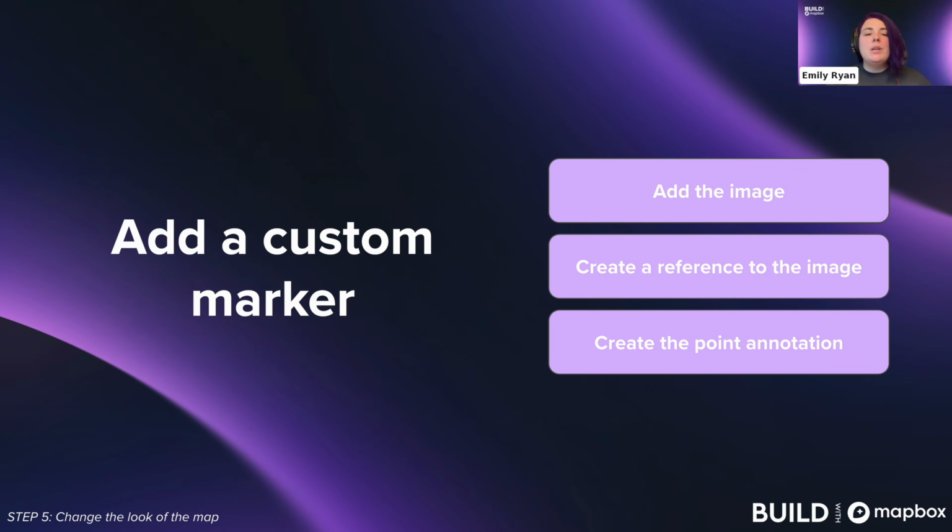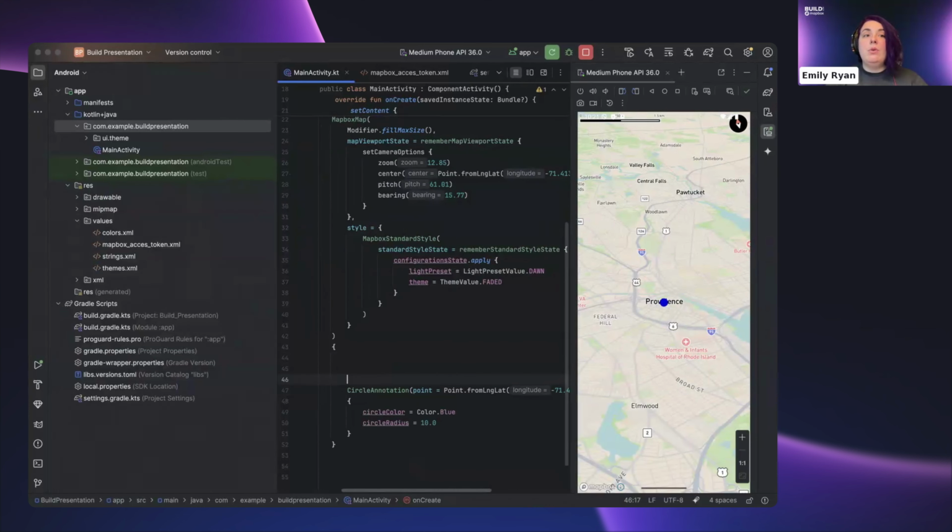All right, next let's move to custom markers. Using a point annotation, we're going to add a marker on the screen with a custom image. We're going to need to add the image to our project, create a reference to the image in code, and then create the actual point annotation itself. In order to do that, first, sorry, we should add the image itself.